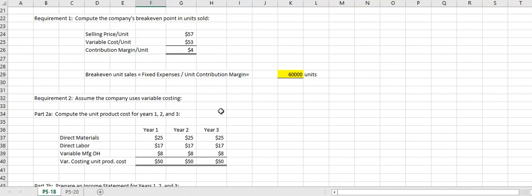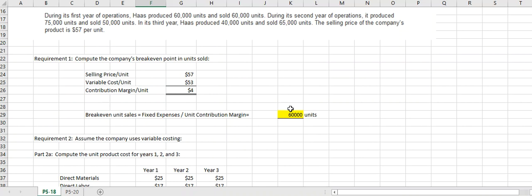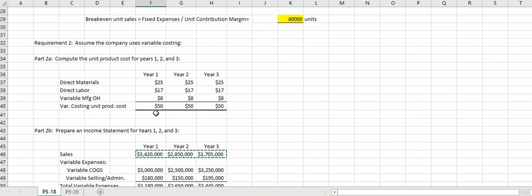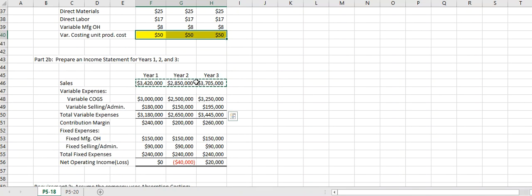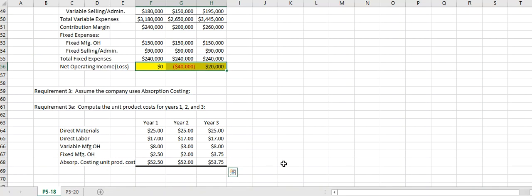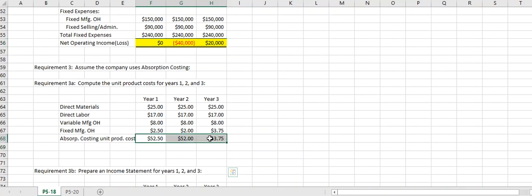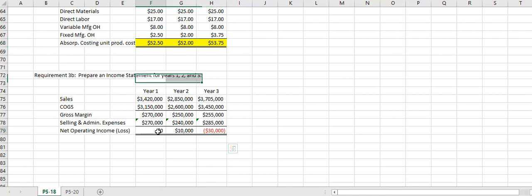Just to recap. In number 1, we had 60,000 units. That was our break even. In 2A, we calculated our variable costing unit cost per product. So that's right there. And in 2B, we prepared an income statement. This is our bottom line, but actually all of this is our calculations. And then in year 3, we did the same thing, except we used absorption costing, which included those fixed manufacturing costs right there. And then in 3B, we did our income statement once again, but we used those absorption costing numbers to do that.